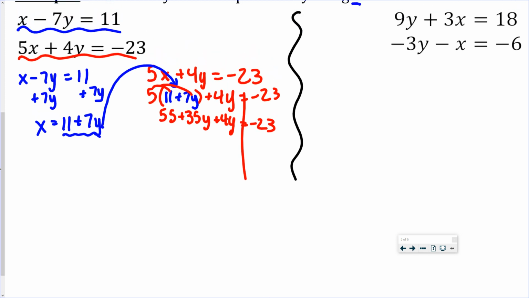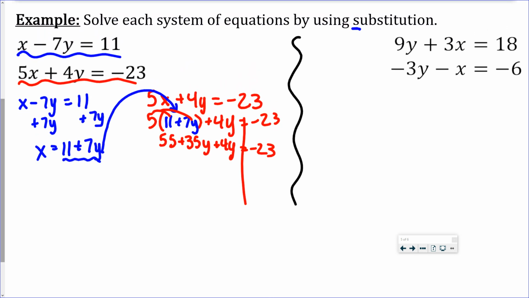Combine my like terms, I end up getting 39y plus 55 equals negative 23. Subtract 55. You get negative 78. Divide by 39, we get y to be negative 2. All right, that's step 2. Step 2 says substitute into the other equation to replace the variable, then solve the equation.